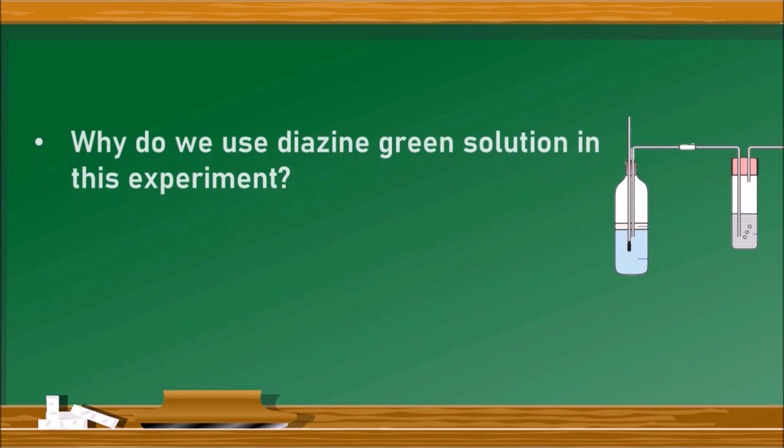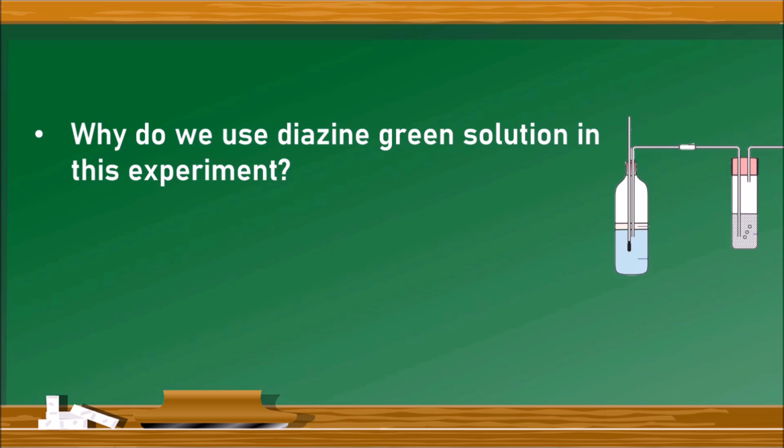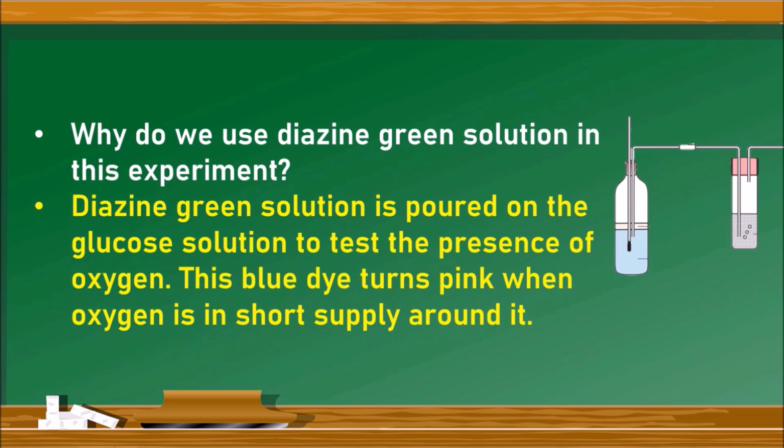Why do we use Dyson green solution in this experiment? Even prior to the experiment, we need to again ensure the absence of oxygen. So the Dyson green solution is poured on the glucose solution to test the presence of oxygen. It is a blue colored dye. It turns pink when the oxygen in its surroundings is in short supply, which is a negligible amount.